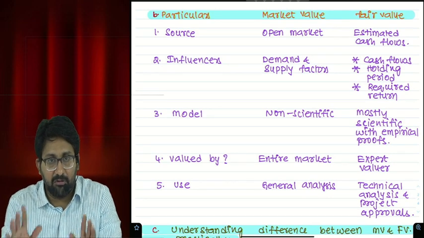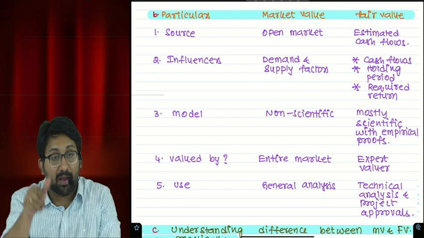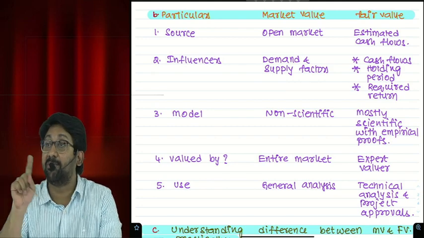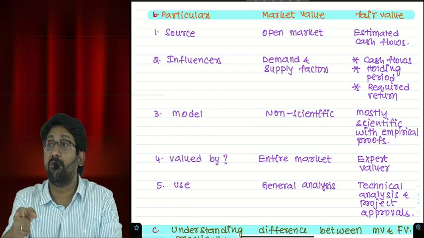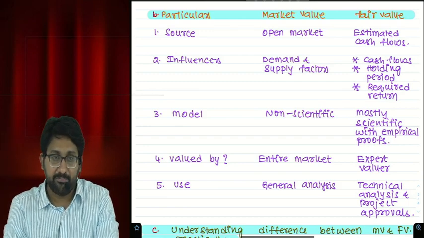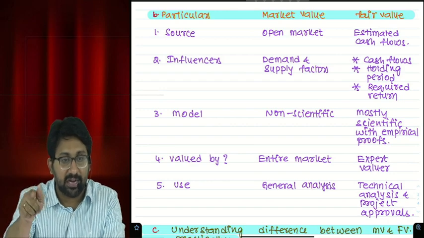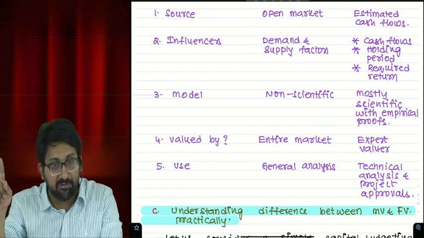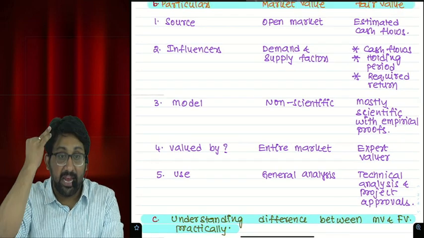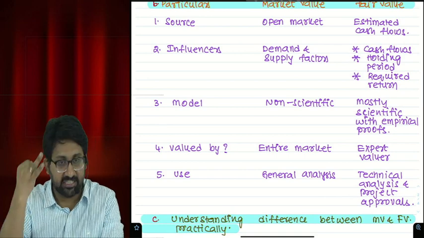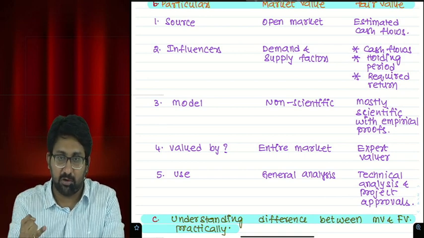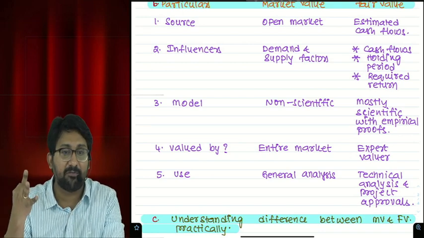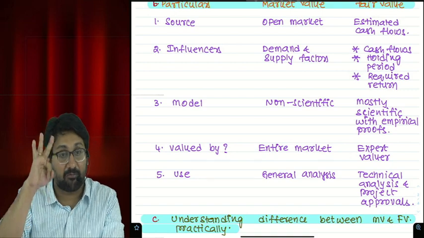Particulars: market value, fair value. Source: from where will the market value come? The open market, where it is available. But fair value is not from the market. Fair value will be from the estimated cash flows you are going to get from that machine, from that stock, from that asset. What influences market price? Demand and supply factors. What influences the fair value? Cash flows, the life of that particular asset. If it is a share, perpetual life; otherwise the life of that particular machine or building. And what PV factor is required? These three factors impact fair values.